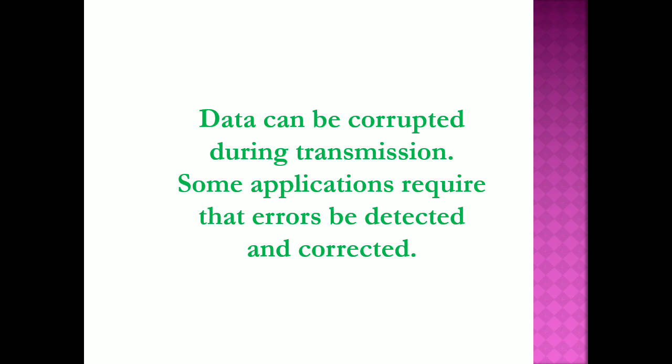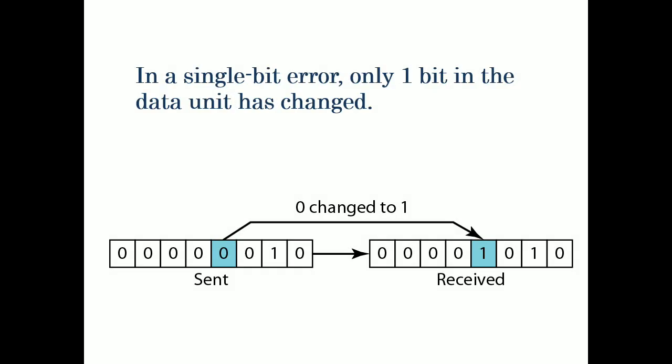The data may be corrupted due to sudden loss of power, hardware issues, or network issues. Some applications require that errors be detected. An error that can be corrected can prevent the data from being lost in transmission. Now we will study the types of error.